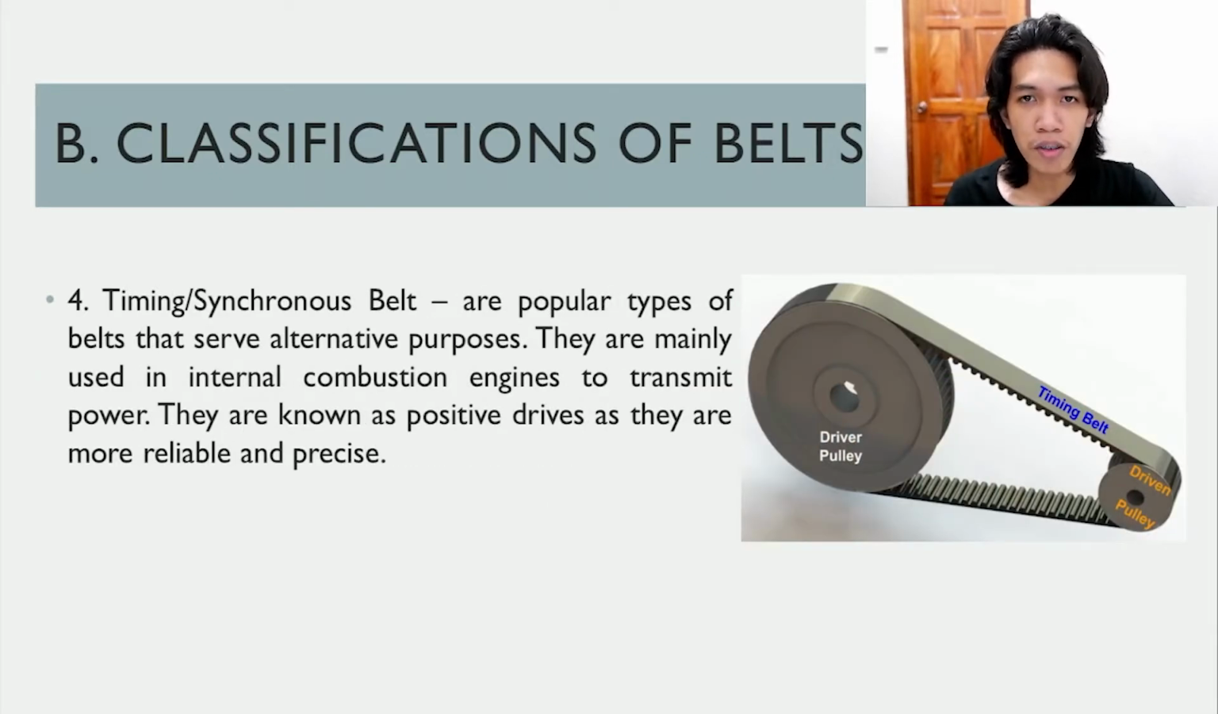4. Timing or synchronous belts are popular types of belts that serve alternative purposes. They are mainly used in internal combustion engines to transmit power. They are known as positive drives as they are more reliable and precise.